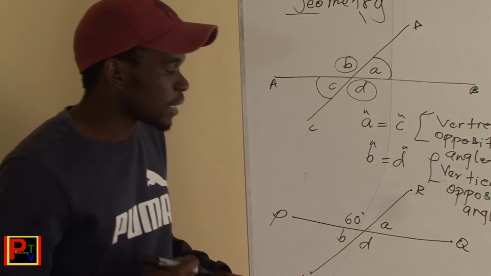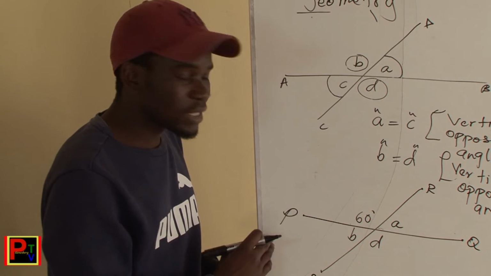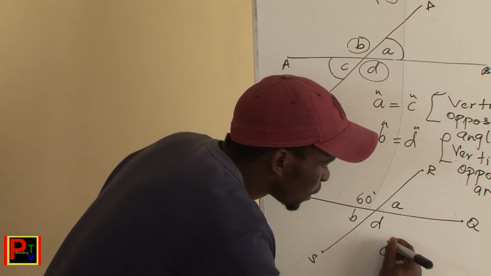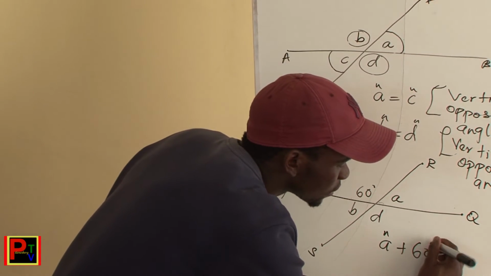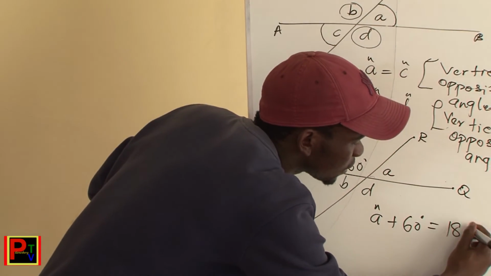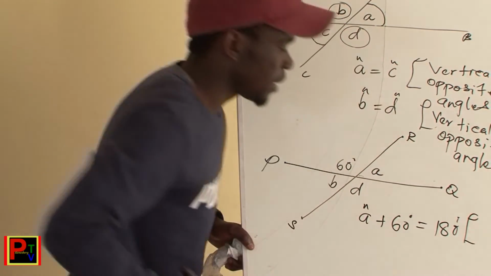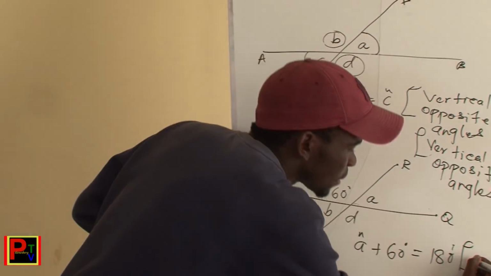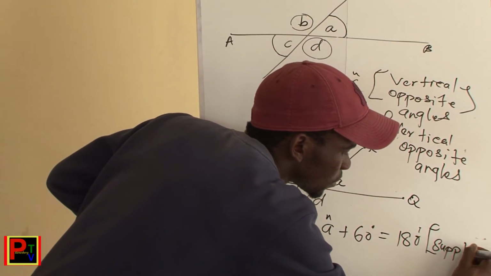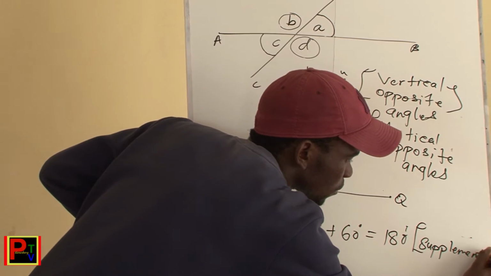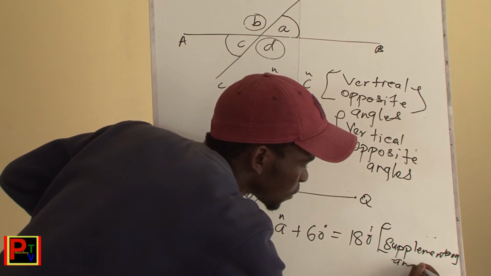Now let's start with angle A. Just realize angle A is on a straight line. Simply means we'll say A plus 60 degrees is equal to 180 degrees. The reason for this, there are angles on a straight line. They are supplementary angles.